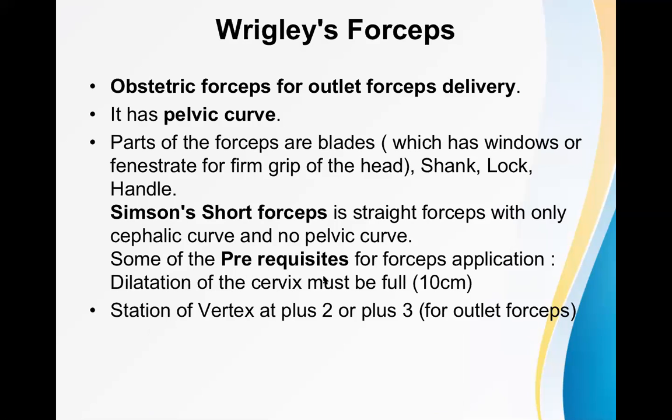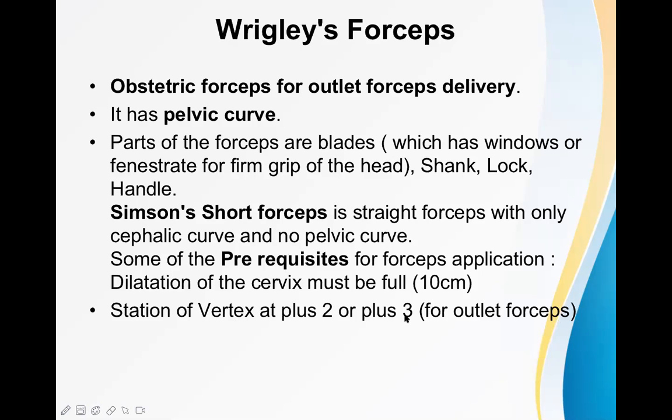Some of the prerequisites for Wrigley's forceps use are that dilatation of the cervix must be full, that is 10 centimeters, and the station of the vertex should be at +2 or +3, because we are talking about the outlet forceps, also known as Wrigley's forceps. So the station of the presenting part, and the most common presenting part is the cephalic or the vertex, should be at least +2 or +3.